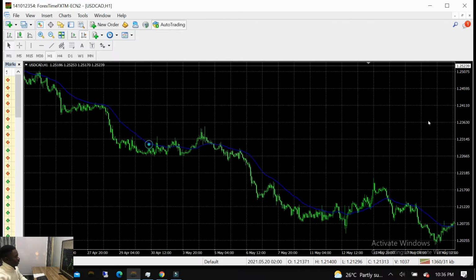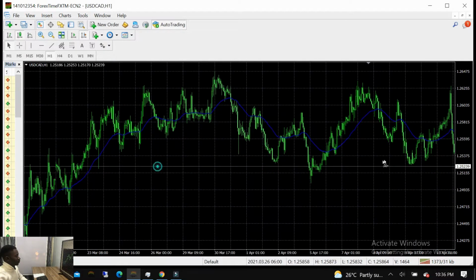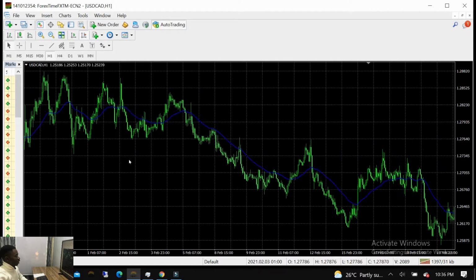Let me show you another example of a pullback so you can understand what I'm talking about. Okay, this is a trend, this is a correction, this is a correction, these are corrections here. So you can see an example there.